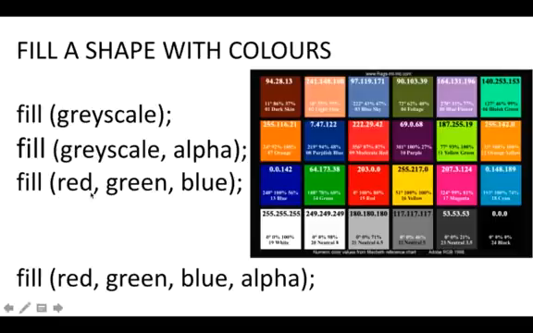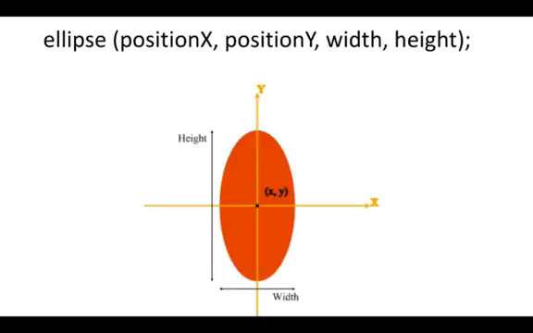You can use the classical red, green, and blue colors. If you have 255 different red colors, 255 different green colors, and 255 different blue colors, you can obtain 16 million different colors. And of course, you can add the alpha transparency if you want when you fill a color within a shape.